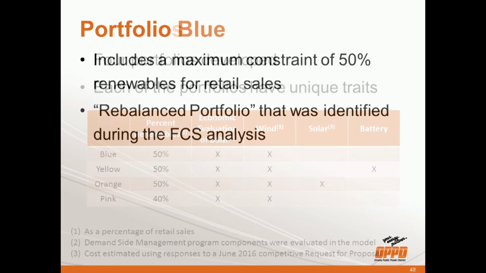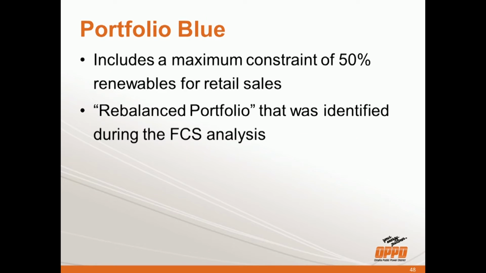So the first of the 4 portfolios is portfolio blue. Like you may have seen on the last slide, there was a constraint that we said we don't want to exceed 50% renewables as a percentage of our retail sales. And for those of you that are familiar with the Fort Calhoun analysis, this is the portfolio that most closely reflects the rebalanced portfolio that we talked about previously. If these 2 look very, very similar, both the rebalanced and portfolio blue, that's the reason why we expected that after the analysis.